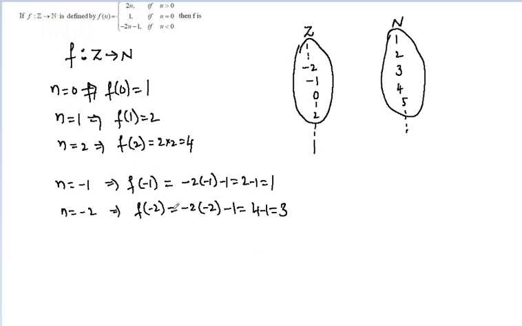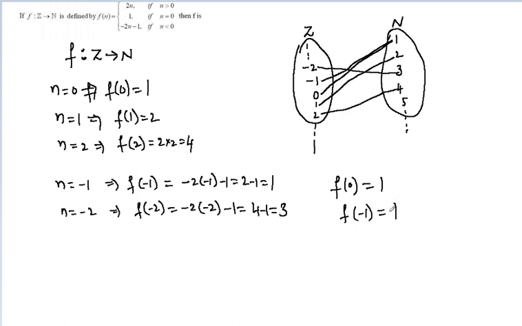For suppose minus 2, the value of minus 2 is 3, minus 2 is mapped to 3, and minus 1 value is 1, that is minus 1 mapped to 1, and f of 0 is equal to 1, this is 0 is also mapped to 1, and f of 1 is equal to 2, and f of 2 is equal to 4. So here f of 0 is equal to 1, and f of minus 1 value is also 1. That means 0 and minus 1 have same images. So given function f of n is not 1-1.